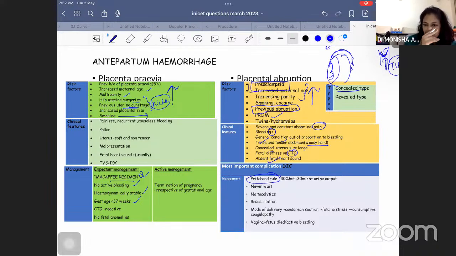Mode of delivery should be cesarean section for fetal distress or consumptive coagulopathy. Vaginal delivery if the fetus is dead or there is no active bleeding. Remember, if there is no active bleeding or the fetus is dead, then you can go for a vaginal delivery too. It is not that you will definitely require a cesarean, but if the maternal condition is deteriorating, even without a fetal indication, we will definitely deliver the patient by cesarean section.